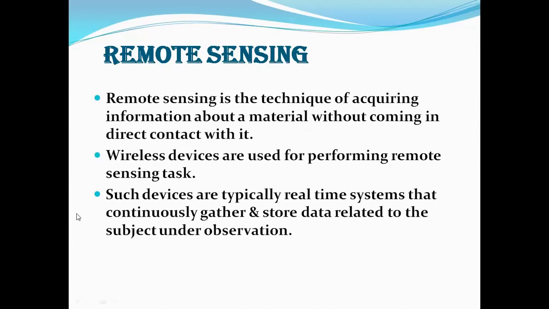Next is remote sensing. Remote sensing is the technique of acquiring information about a material without coming in direct contact with it. This means that if we want some information without going here and there, the remote sensing system will catch our required information about that particular material. Wireless devices are used for performing remote sensing tasks, like radar system. We can take an example of radar system. It is a good example because a radar system measures the time delay between sending and receiving of signals to detect information related to that particular object. Such devices are typically real-time systems that continuously gather information and store data related to their subject under observation.